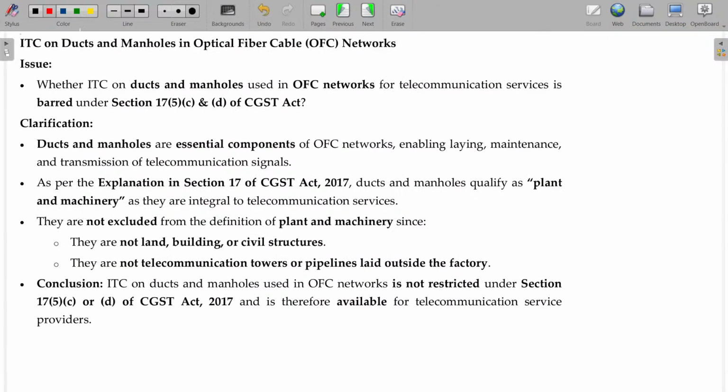And in case of ducts and manholes in an optical fiber cable network, I already told you, a pipeline laid outside the factory or business premises is not eligible for ITC as plant and machinery. For any immovable property, ITC is not eligible, provided that if it is plant and machinery, ITC is available. Plant and machinery excludes pipelines and telecommunication towers. The same problem comes here: ITC on ducts and manholes used for OFC network, optical fiber cable, for telecommunication service, barred under this section.